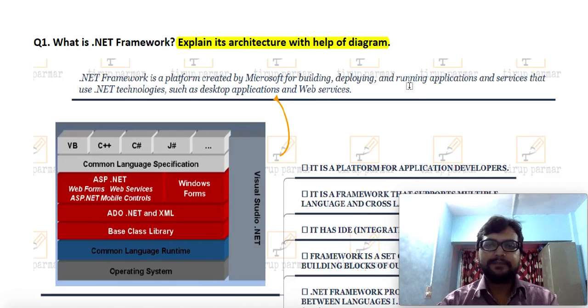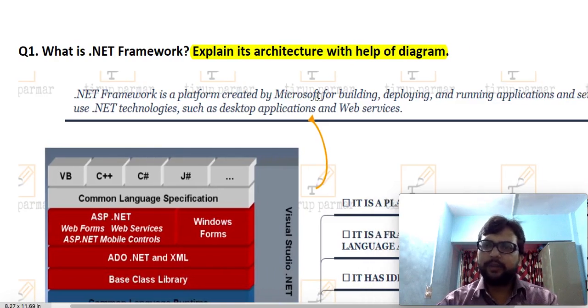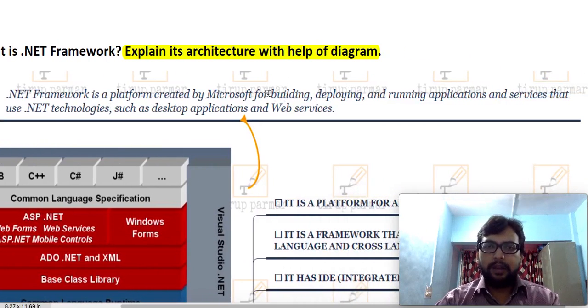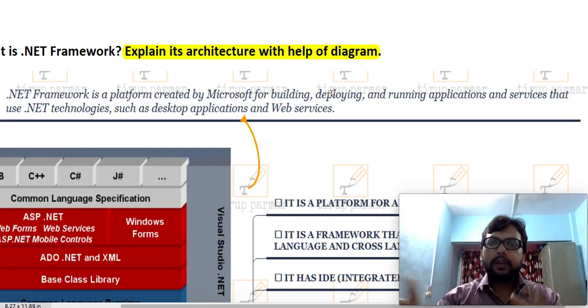So let's start discussing. As you can see here, first point, .NET framework is a platform, which is developed by Microsoft. We all know this. Now, the most important point which we need to remember here is that this framework helps us in building or developing our application, then deploying. What we mean by deployment: once we are done developing our application, then we need to deploy it to the client side. Means once we are done developing that particular software, then we need to hand over that software to our customers. So that's what we mean by deploying and running applications and services.